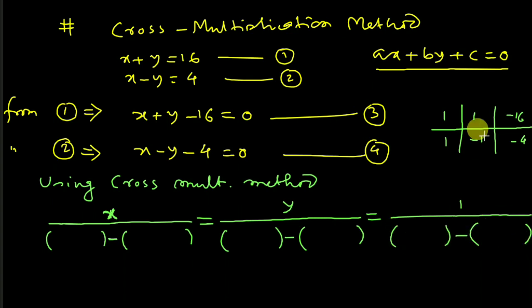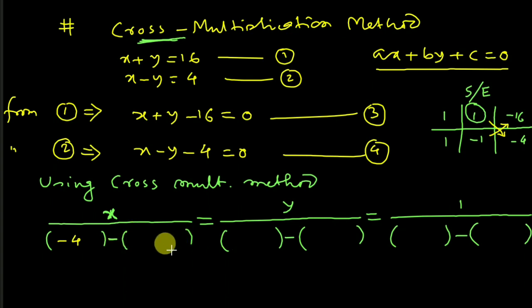So this is the starting point, and this is the ending point also. Since this is the cross multiplication method, you have to cross multiply in this pattern. Okay, in this way, this is the cross multiplication method. 1 into minus 4, what will you get? 1 into minus 4 is equal to minus 4, written in this parenthesis, minus as usual.